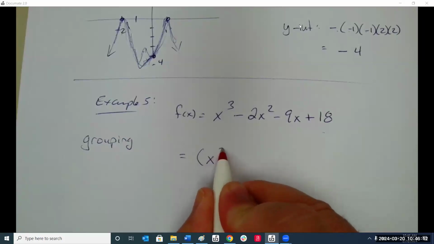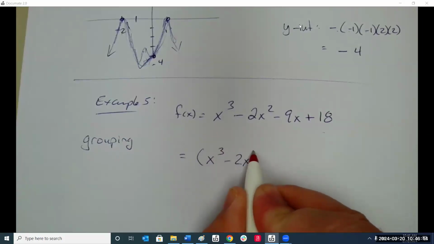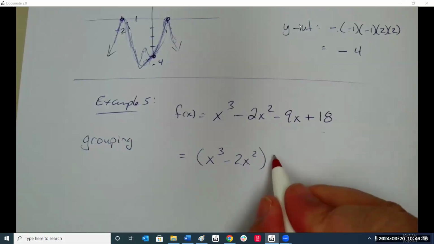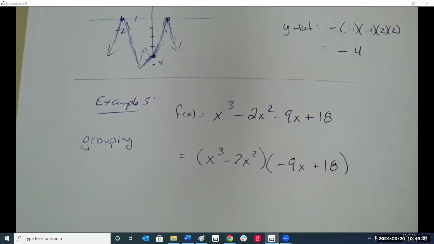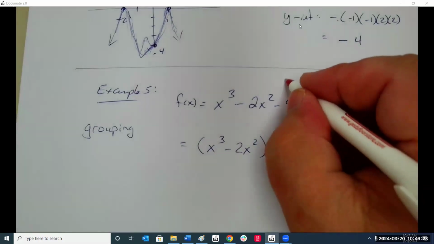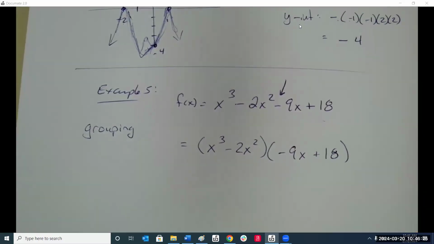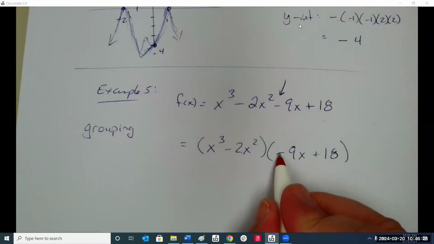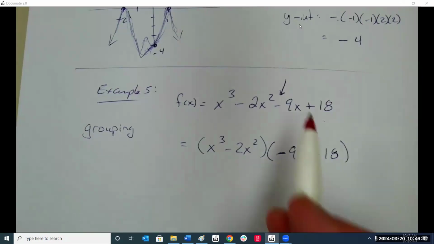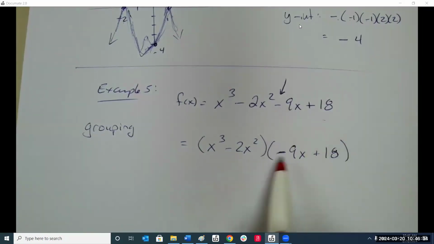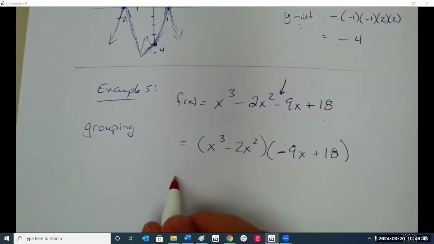Group the first 2 terms together and group the second 2 terms together. Since the middle sign is a minus, include it in the parentheses. If it was a plus, then I won't have to; I can have a plus between them. Okay, so far so good? So grouping: put parentheses around the first 2 and last 2.